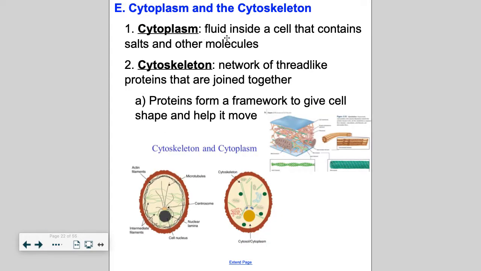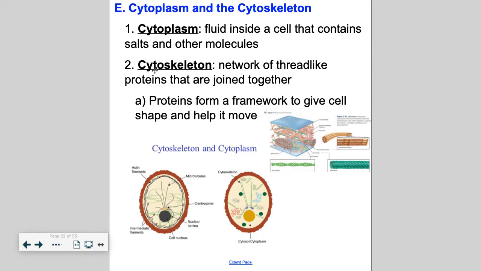Okay, cytoplasm and cytoskeleton. Within the cell membrane or the cell wall, we have a structure called the cytoplasm, and it's a fluid, jelly-like substance. It contains salts and other molecules, but it just kind of fills the cell. I don't want to say it's like the blood of the cell, but it's everywhere inside that cell.